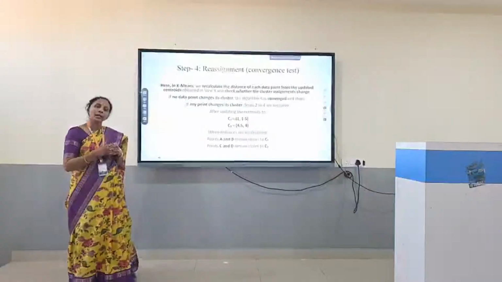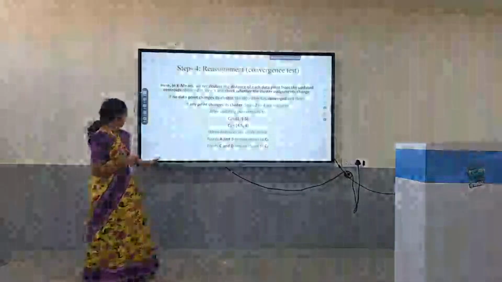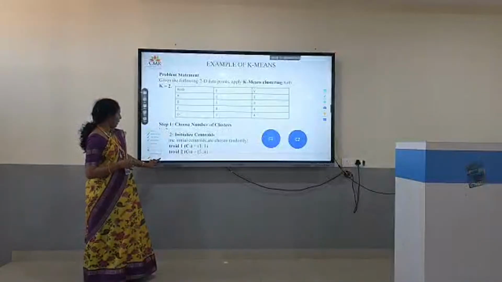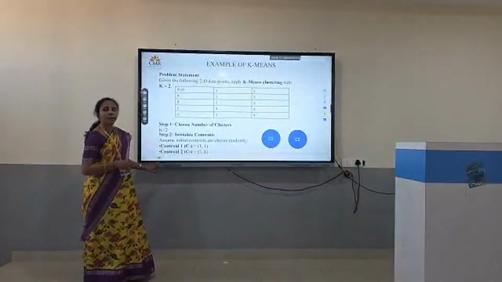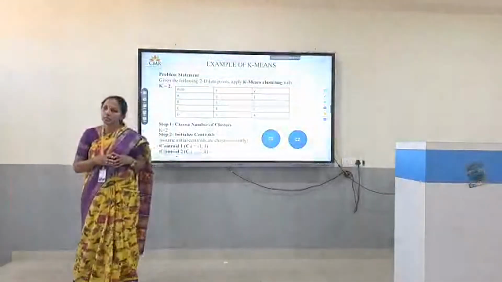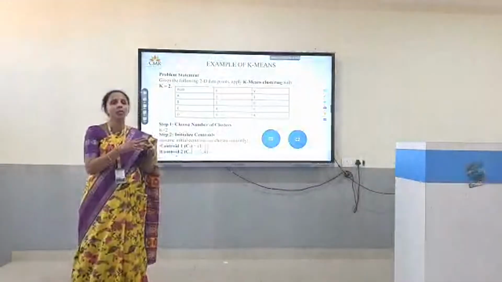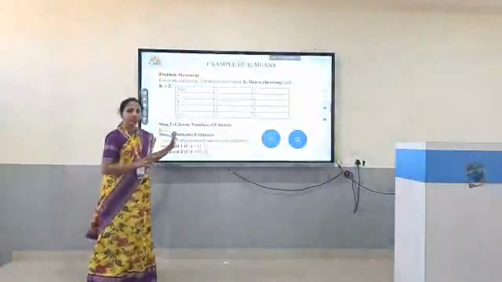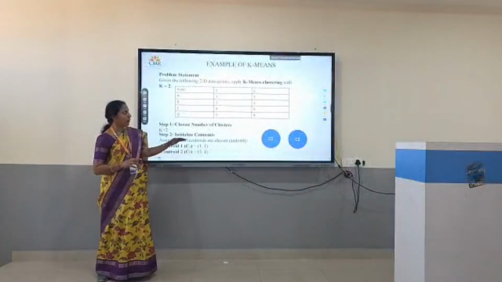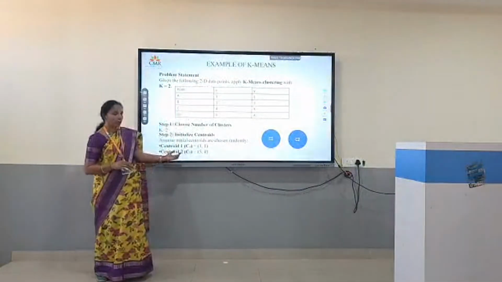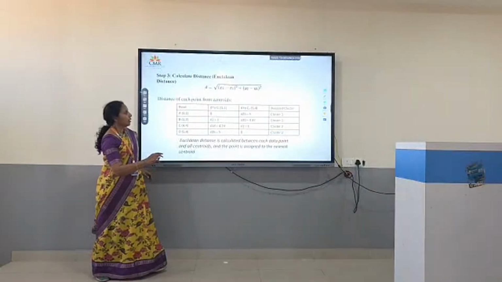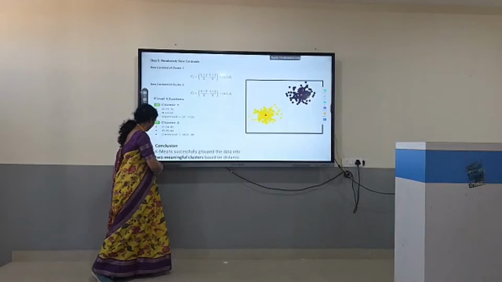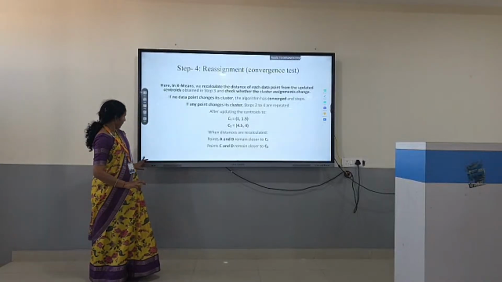So what do we have to do? Again we have to find out the distance, to check whether the clusters will remain the same or not. If the clusters remain the same, those are the final clusters, and we stop finding the distance. So in this problem, even if we change the centroids, the clusters will be the same. That means A comma B will move to C1 and C comma D will move to C2.